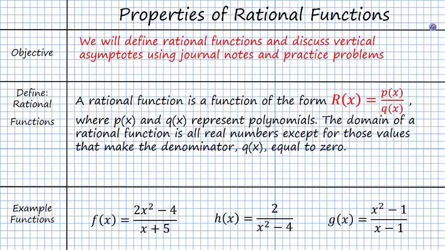First, let's define rational functions. A rational function is a function of the form R(x) is equal to P(x) divided by Q(x), where P(x) and Q(x) represent polynomials. The domain of a rational function is all real numbers, except for those values that make the denominator, Q(x), equal to 0. And that makes sense, right? Because we have division here, and you can't divide by 0. So this is very similar to the domain of our reciprocal function, where we couldn't have a 0 in the bottom, and that was our restriction on our domain.